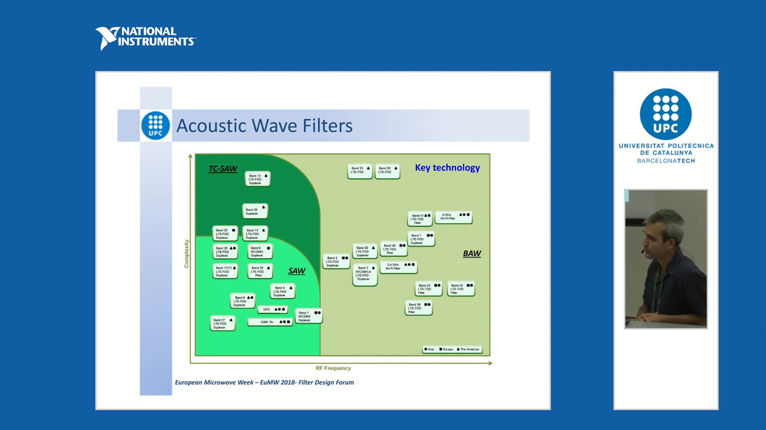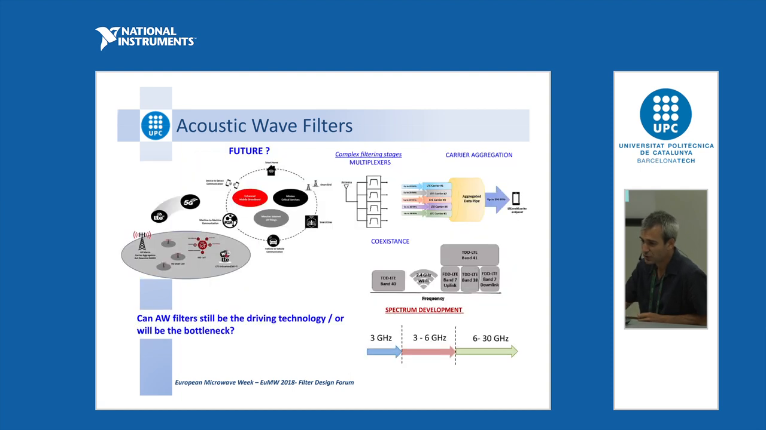So this picture is essentially saying that this has been a key technology for developing all the handset devices that we are all using, right? So the question could be, what would happen in the future, with the full deployment of 5G technology and 4G technology? Will those filters still play this big role, or will they be the bottleneck for the expansion of the new standards? And in our opinion, the answer is easy.